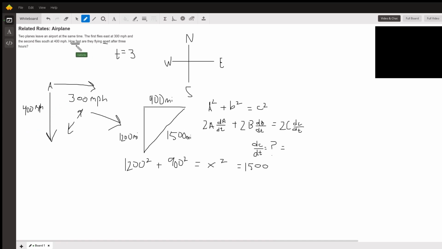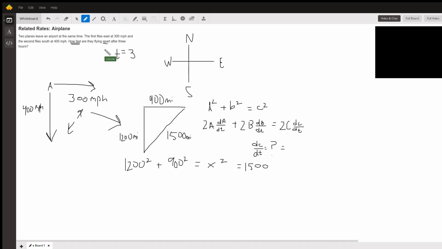It's asking how fast they are flying apart after 3 hours. So it's asking, what is the speed of this hypotenuse? The hypotenuse pretty much is the distance of them being apart, and the miles per hour is how fast they are being apart. So our answer should be in miles per hour.